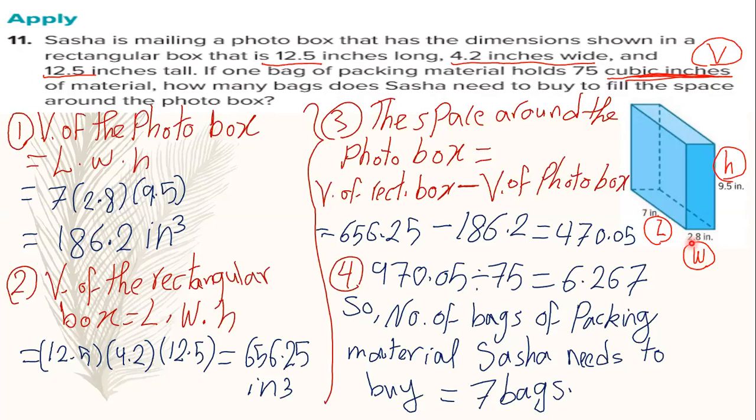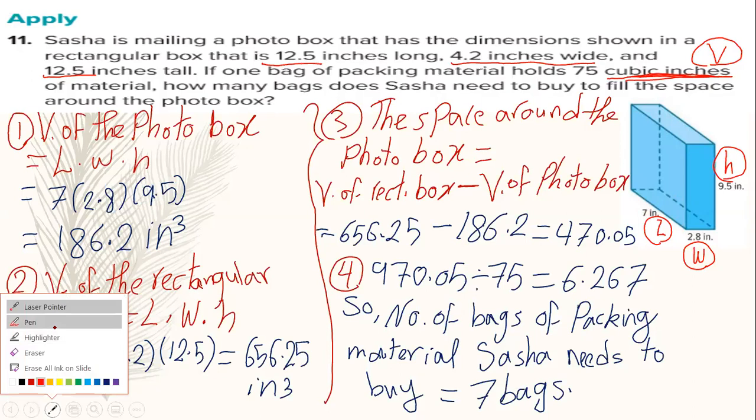And when she puts this photo box inside the rectangular box, there will be space. Let's find the space. The space around the photo box is the volume of the rectangular box, the bigger one, minus the volume of this small photo box. 656.25 minus 186.2 equals 470.05 cubic inches.